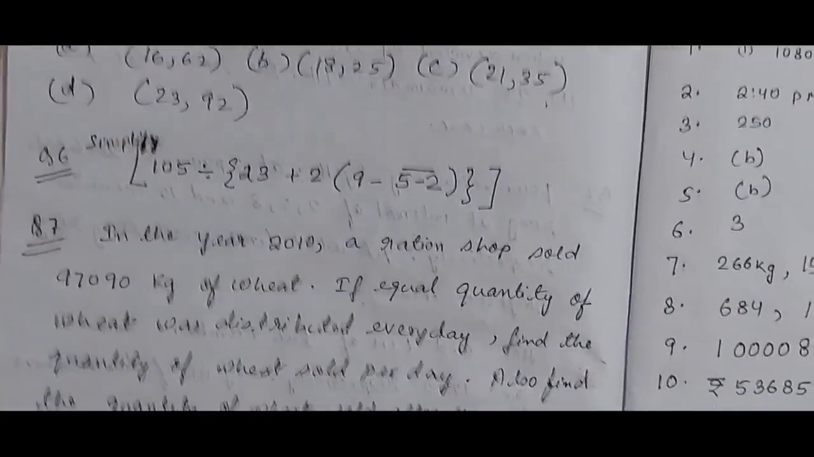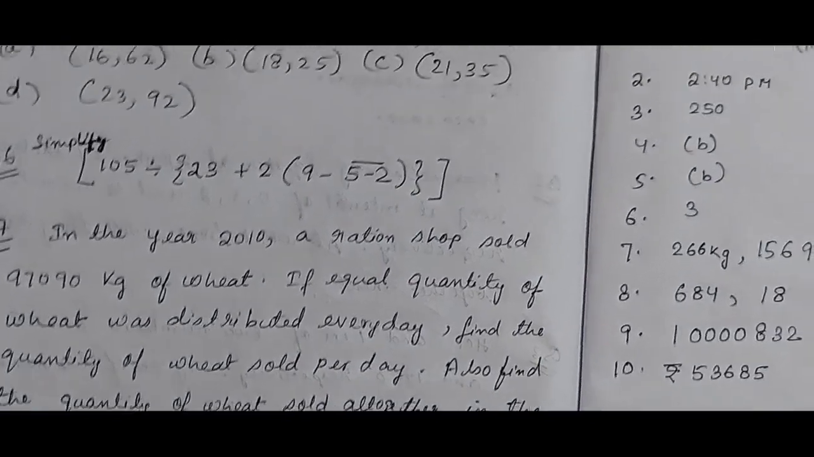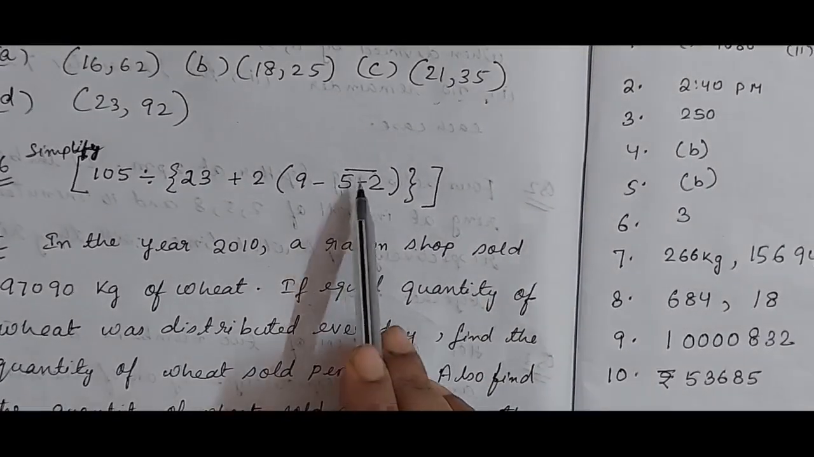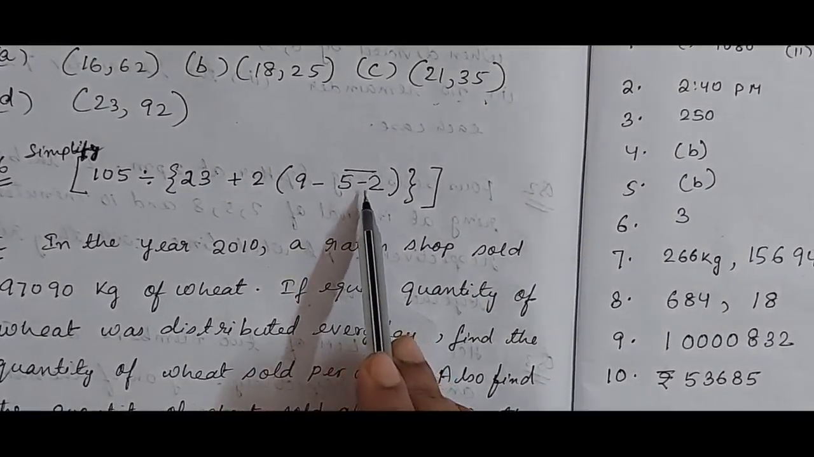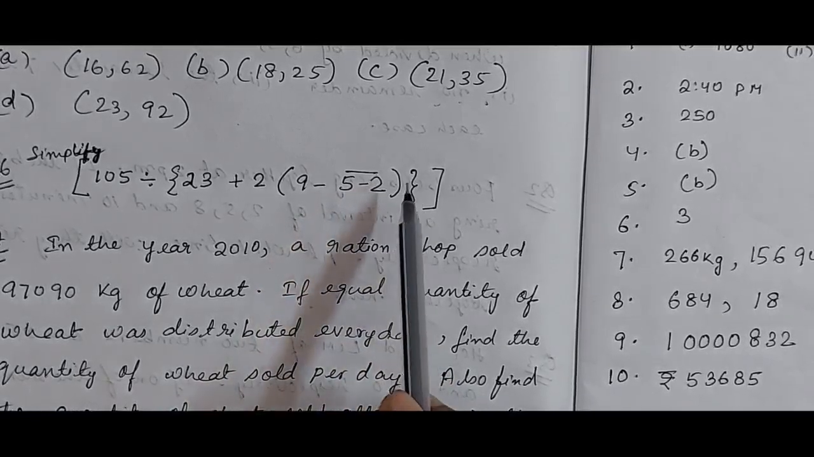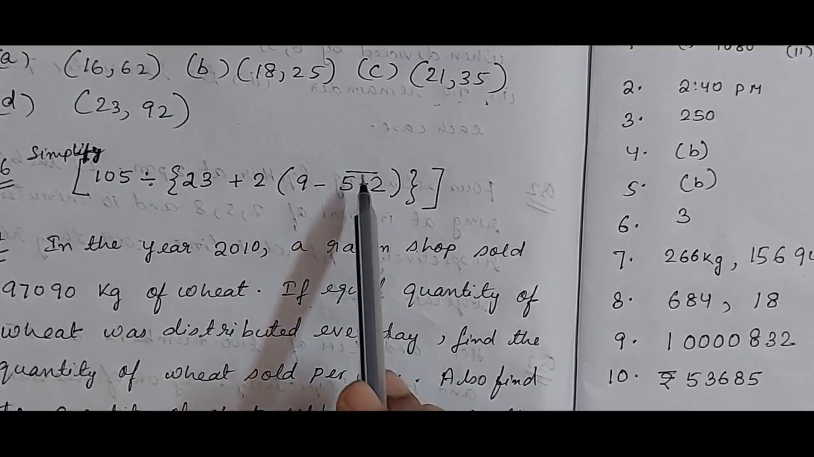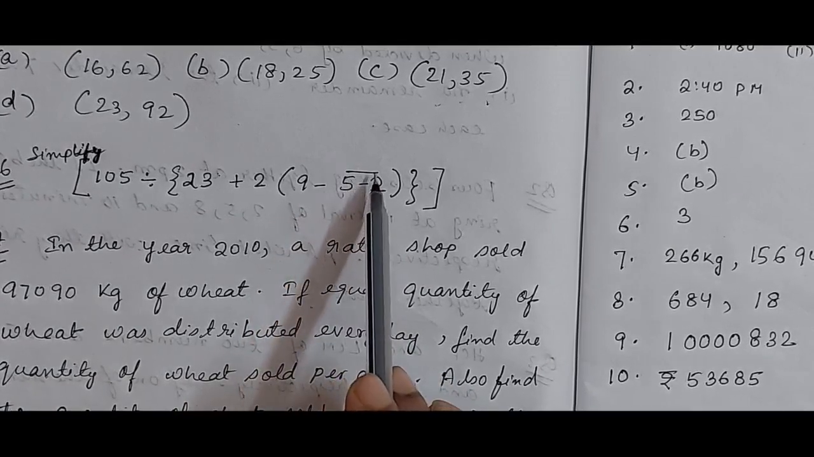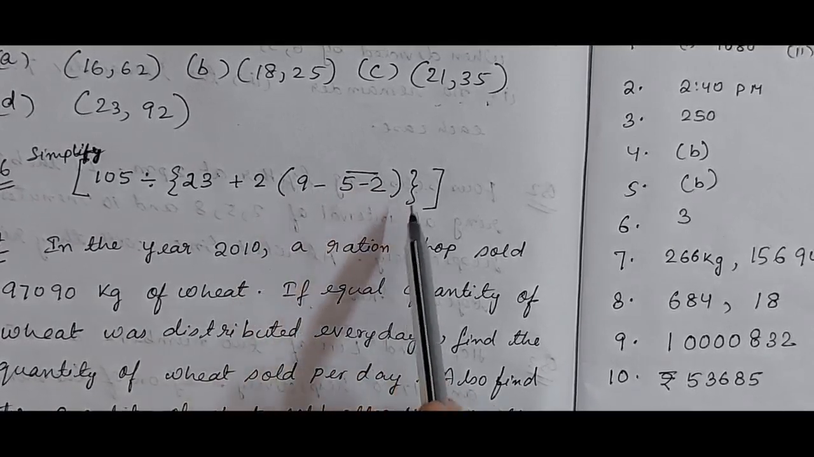Next question, you have to simplify here. So here is a bar bracket, which we call vinculum. Every time we go for bracket solving, first we start with the inside bracket. So you can see the bar bracket is inside. After that your simple bracket comes.